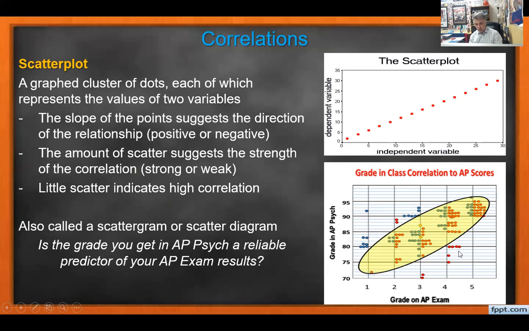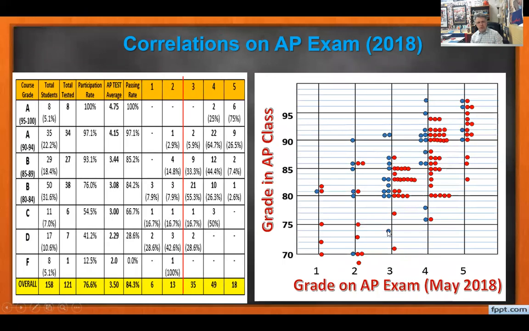Even over here, you had some kids who maybe did not extraordinary in the class, but still got a 4 or a 3 on the test. So you had some outliers, but pretty much the higher the grade you got in class was a predictor of more success, the lower the grade was usually a predictor of less success on the exam. So that is a positive correlation. It's not perfect because there are your outliers there and your outliers there, but it shows a general trend.